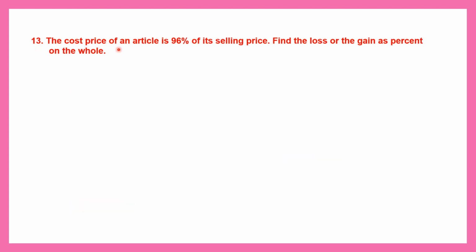Question 13. The cost price of an article is 96% of its selling price. Find the loss or the gain as percent on the whole. So here cost price is not given to us. Selling price is also not given to us, but we are told that cost price is 96% of its selling price. So let's write that. Let the selling price of an article be X. Now we can know what the cost price is. The cost price is 96% of selling price. That means 96% of X, because we said selling price is X.